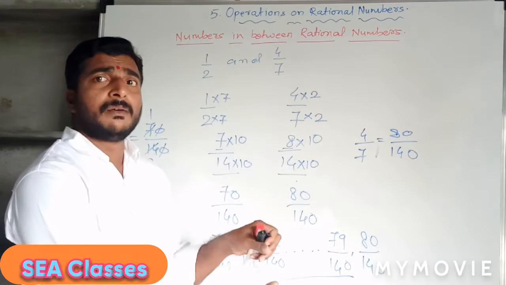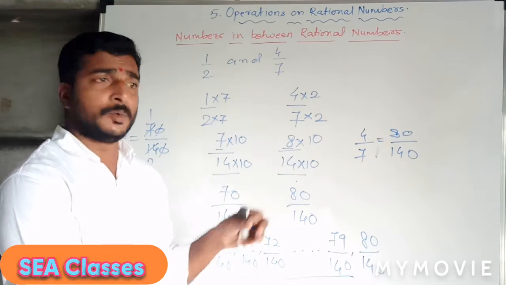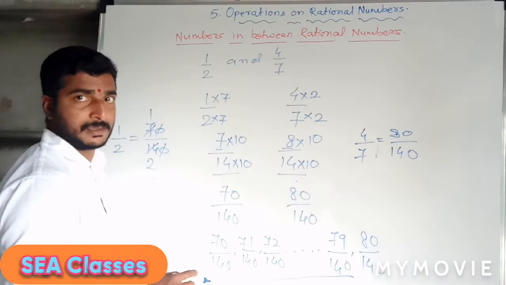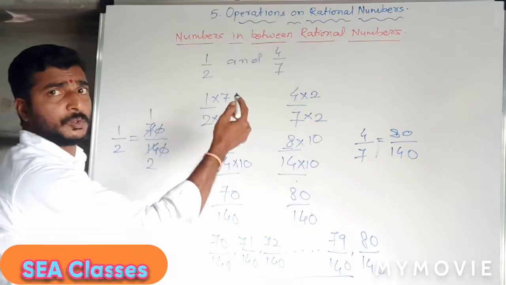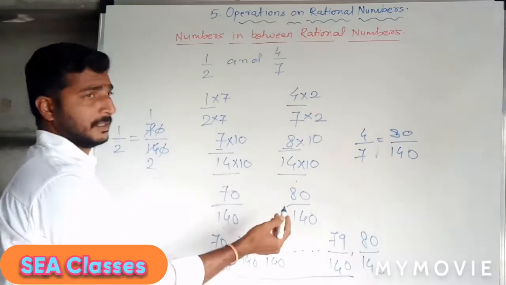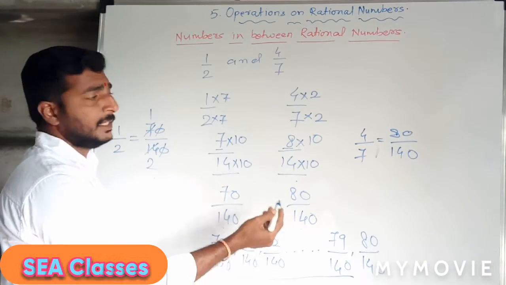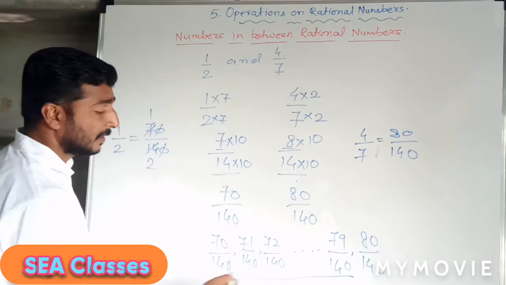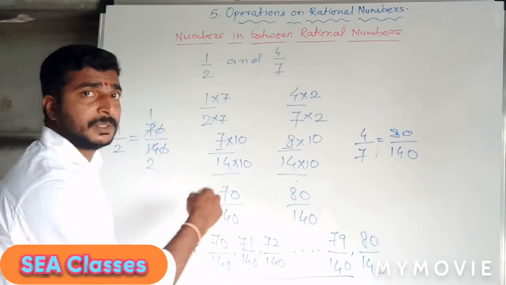We are just increasing the values of the denominator and numerator to find the numbers lying between the given two rational numbers. From the earlier form we cannot do that, so that is why we have to increase the denominator value. As you increase the denominator, you get an increased numerator, and you can find the rational numbers lying between the given two rational numbers.